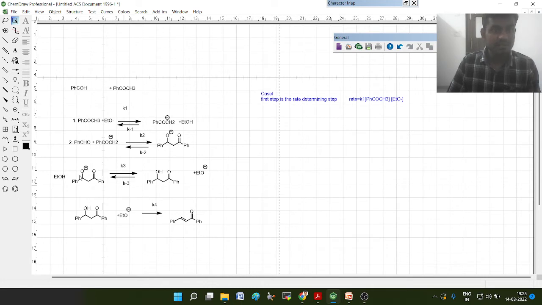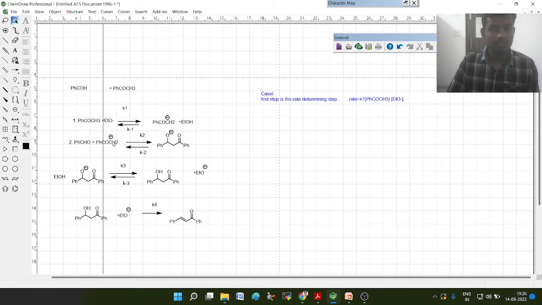Now we can easily eliminate step 3, which is this part. Why? This is a simple proton transfer step, so this equilibrium will be very fast. Ethanol to this O minus is getting protonated, right? So this is very fast, so it cannot be the rate determining step. So we will cancel this step.